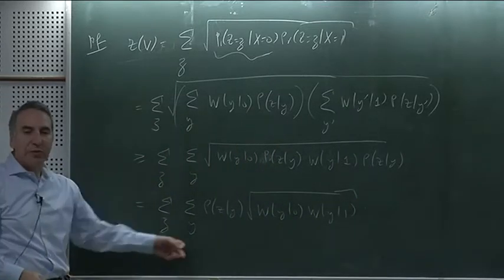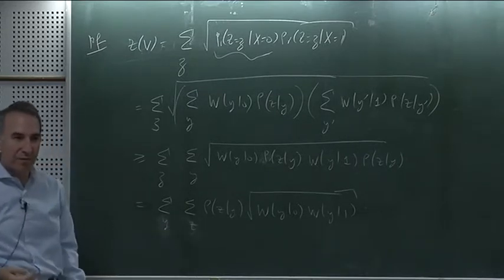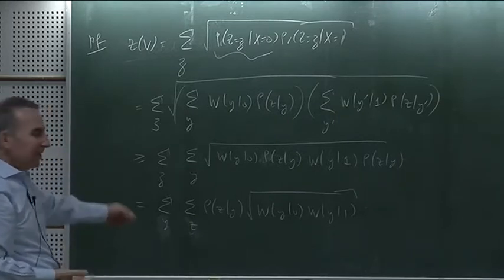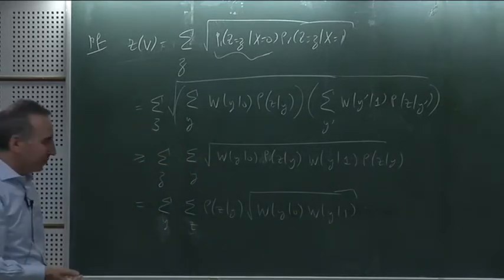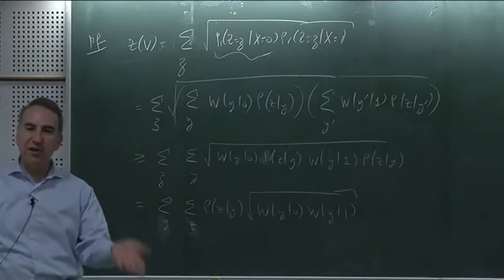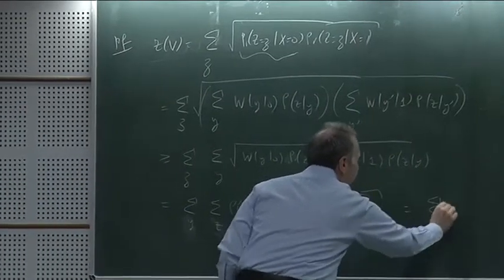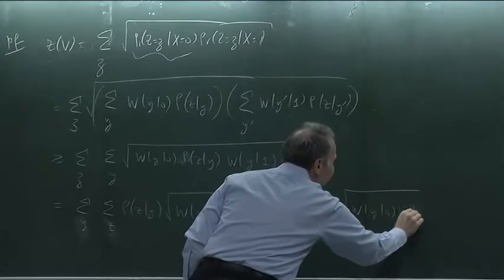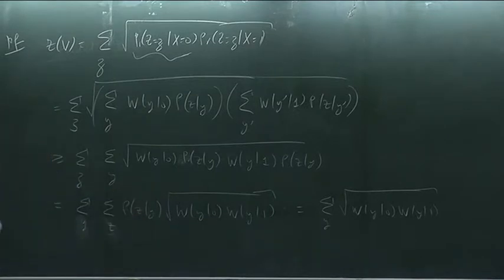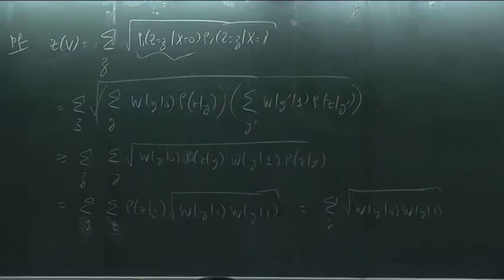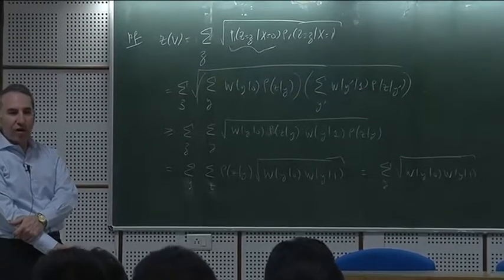It's a double sum. I can do it in any order I want, so let me do the z summation first. This factor does not depend on z, so it comes out of the z summation. And I'm summing the conditional probability of z for a particular y over all z. That equals 1. So this equals the summation over y of the square root of W of y given 0 times W of y given 1, because for a fixed y, the sum over z of P of z given y is equal to 1. And what we are left with on the right-hand side is nothing but the Bhattacharyya parameter of the channel W.